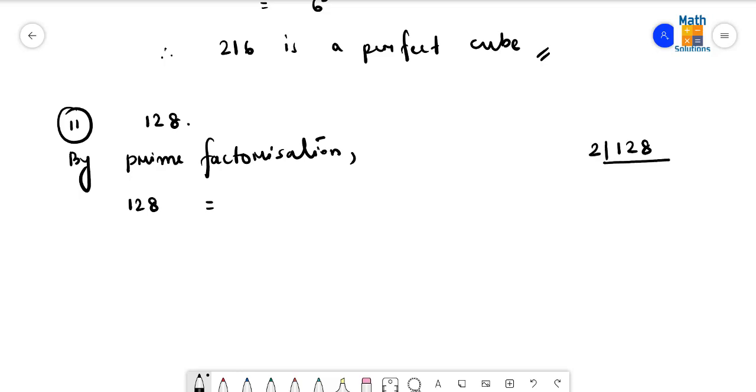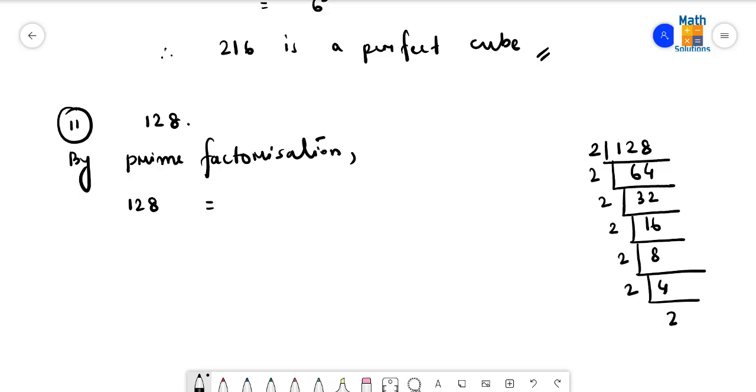128 divided by 2 is 64, then 32, then again by 2 it is 16, then by 2 it is 8, then by 2 it is 4, then again by 2 it is 2. So in total how many 2's do we get? 1 2 3 4 5 6 7. 7 2's I am getting here.